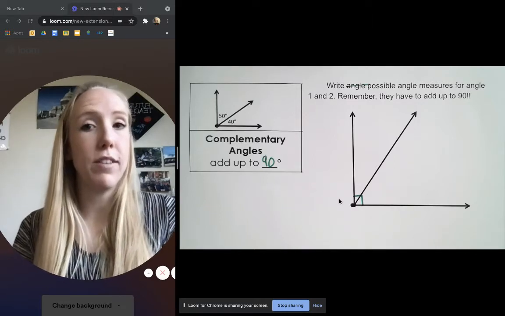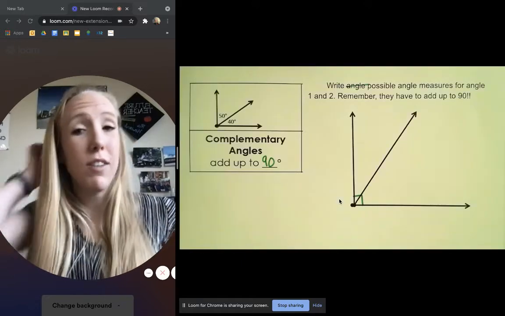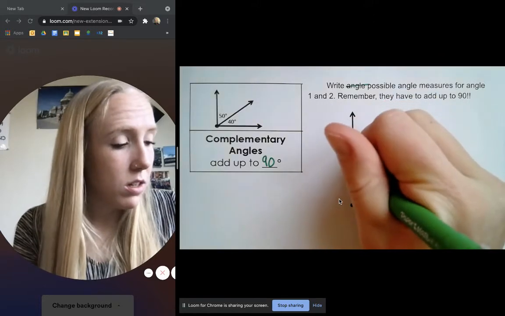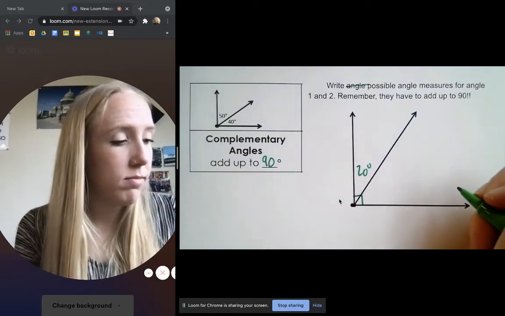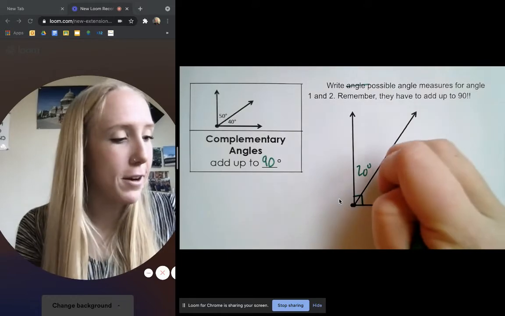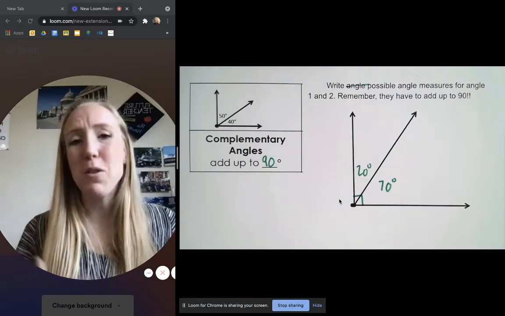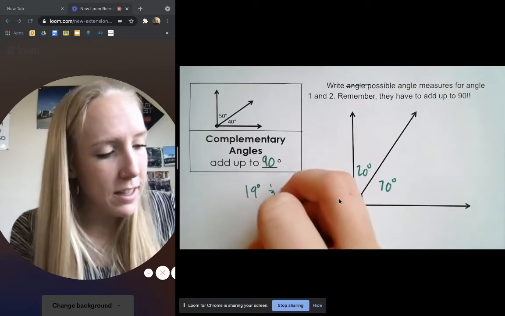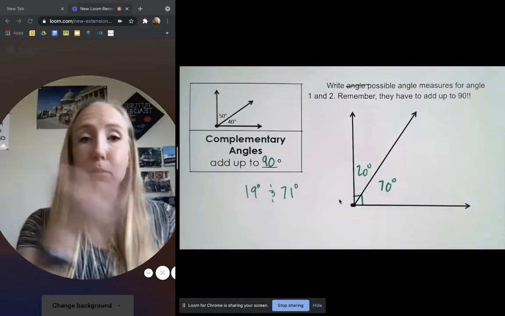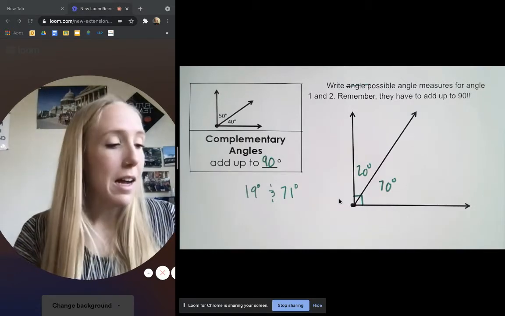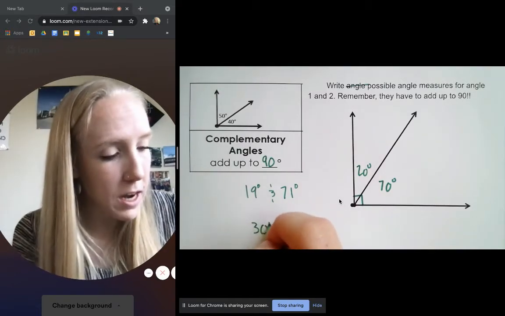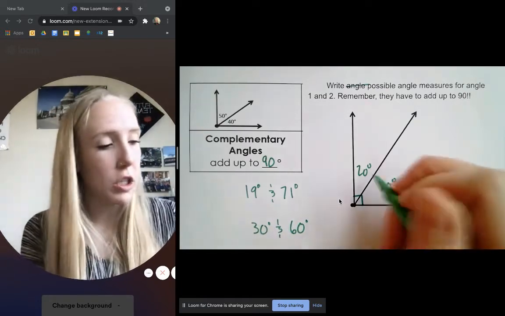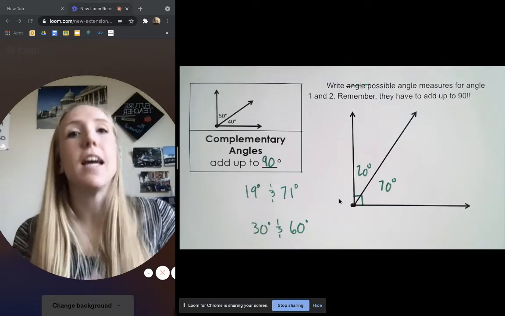All right, hopefully you paused the video. There's lots of options. There's tons of options. If you do something like 20 degrees and 70 degrees, those add up to 90. You could have said so many things. You could have said 19 degrees and 71 degrees. 19 plus 71 is 90. You could have said 30 degrees and 60 degrees. As long as your 2 angle measures add up to 90 degrees, it's going to work.